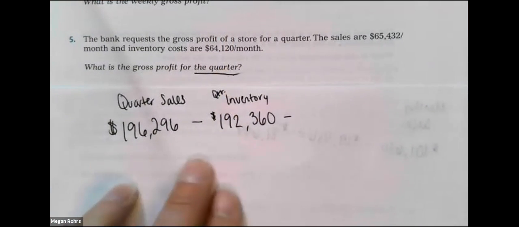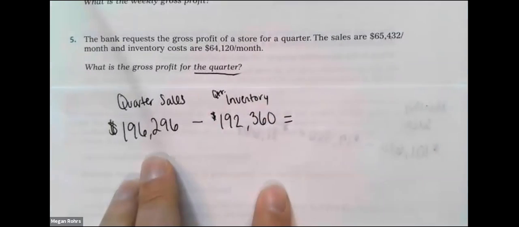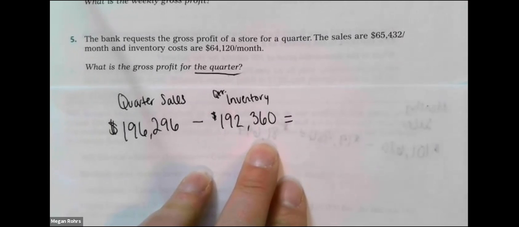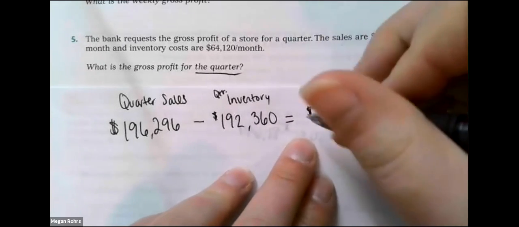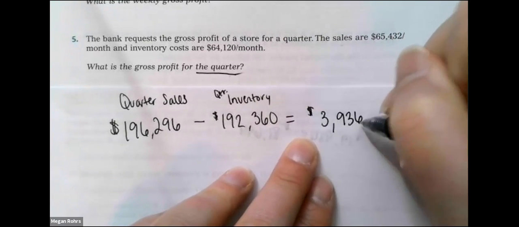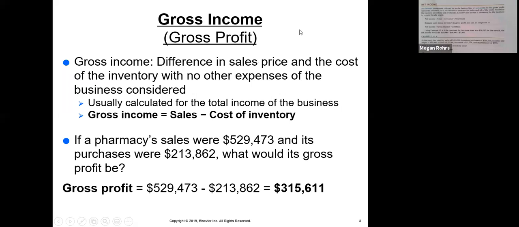So remember, sales minus inventory will leave us with our gross profit. So 196,296 minus 192,360 leaves me with a gross profit of $3,936. Okay, so remember with gross income, we don't include any other expenses.